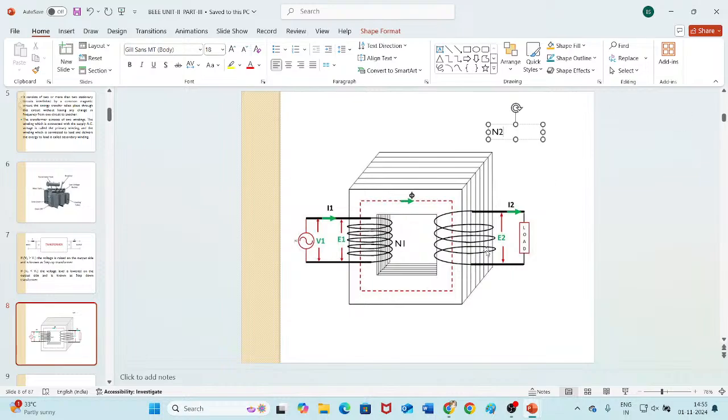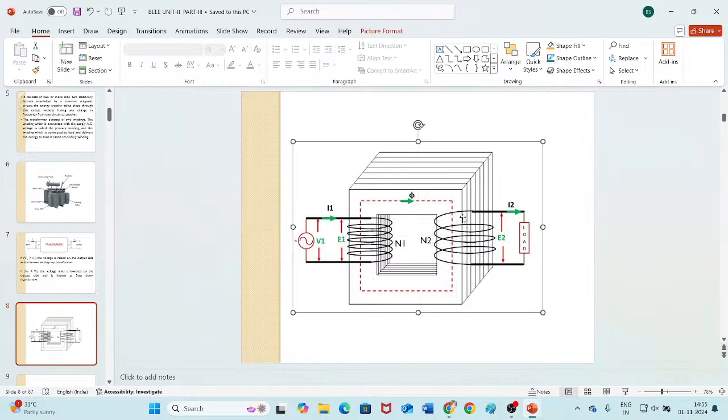N2. Number of turns on the secondary side are N2. Secondary side means the secondary winding side. This is my secondary winding. This is my primary winding. So supply voltage V1 is given to the primary winding.